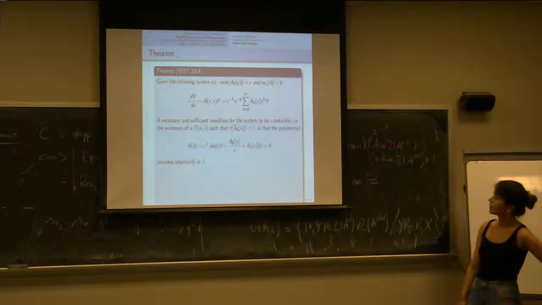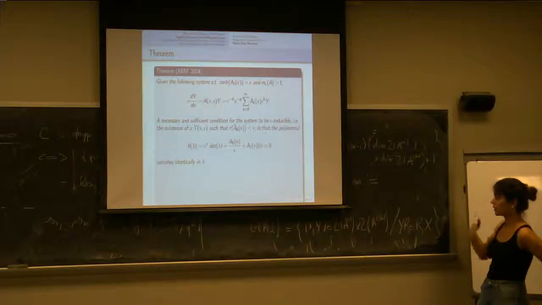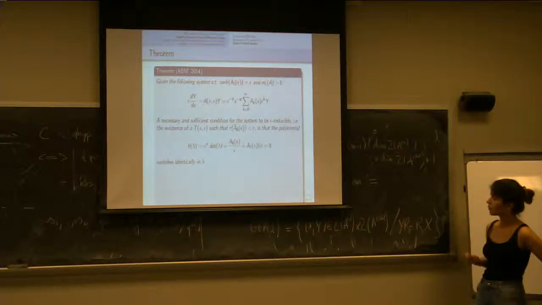And our theorem, which is analogous to the univariate case, states that given the following system, a necessary and sufficient condition for the system to be epsilon reducible, that is the existence of a transformation such that the rank of the new leading matrix is less than the rank of the initial one, is that this polynomial theta vanishes identically in lambda.